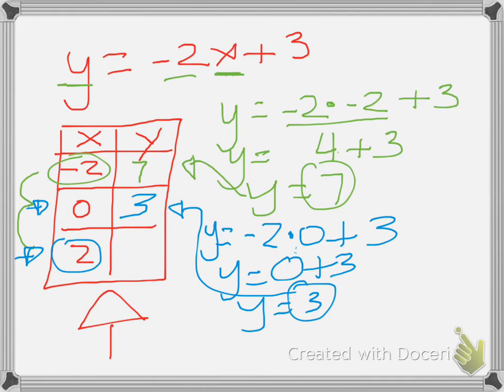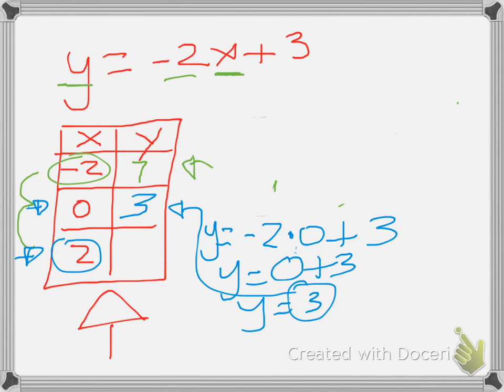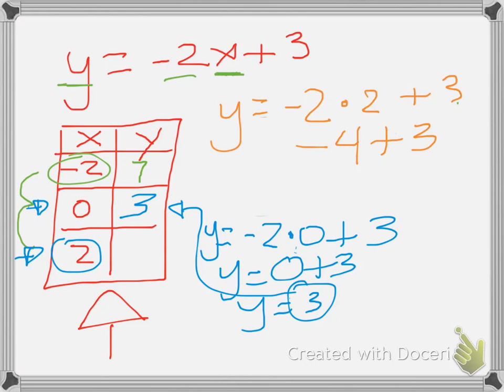And I need to erase some of this. I'm going to erase this one up here. There we go. And so now I'm going to plug in 2 for my x. So it's going to look like this. Y equals -2 times 2 this time, plus 3. And -2 times 2 is -4, and -4 plus 3 is -1. So that means y equals -1. So I'll put that right here next to the 2, when x is 2.